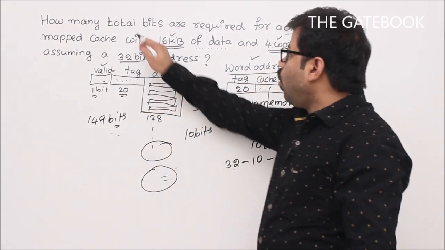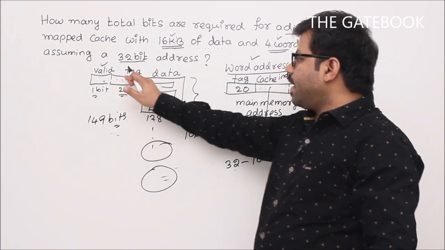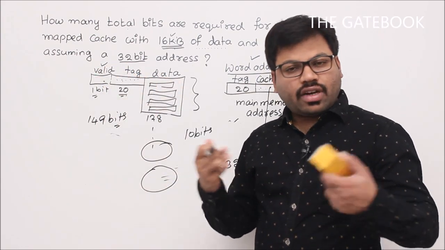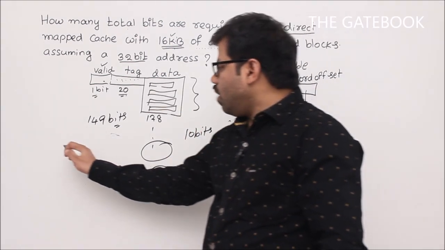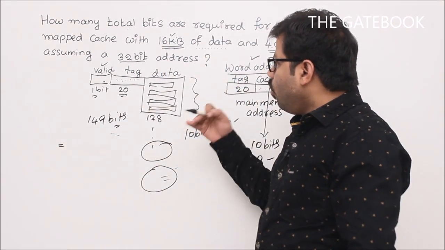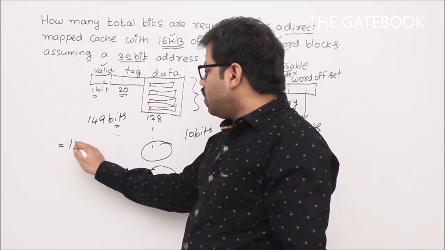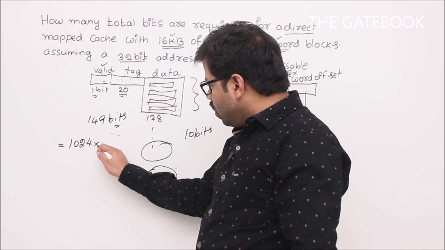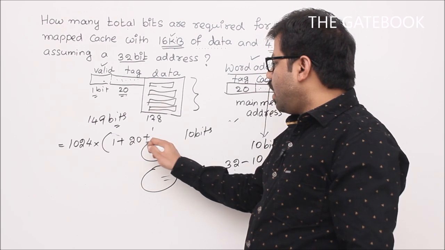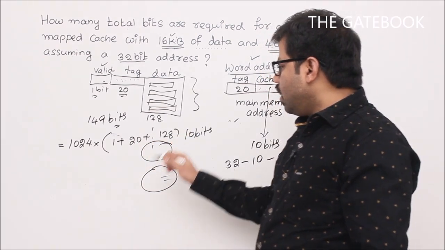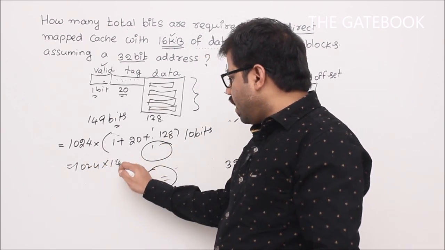The question is how many total bits are required? This I can call overhead. This is the original data, and this is extra information we require to correctly get the data, right? Now I can say one thing, simply: the total number of bits in your overall cache equals the number of blocks, which we just calculated as 1024, times, in each block, 1 valid bit, 20 tag bits and 128 data bits. If you simplify it, you get 1024 times 149.